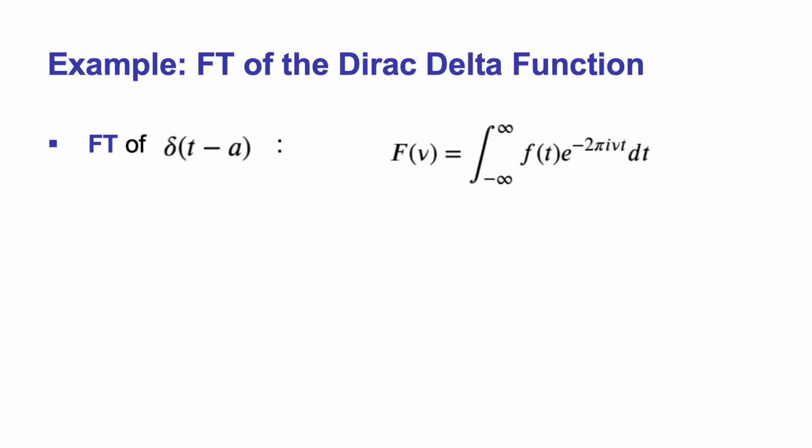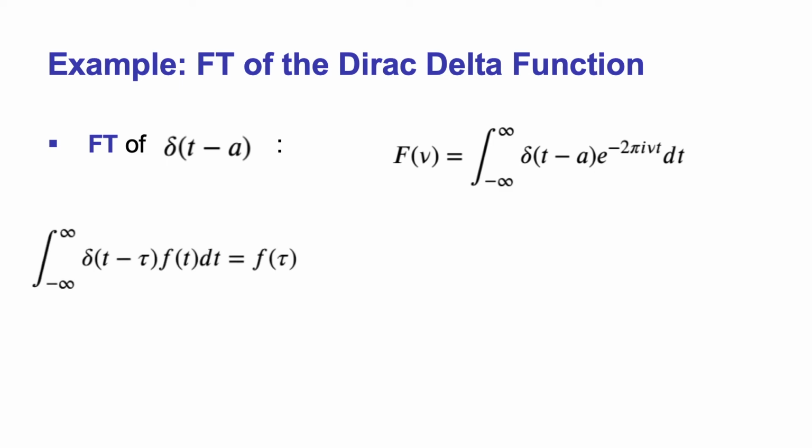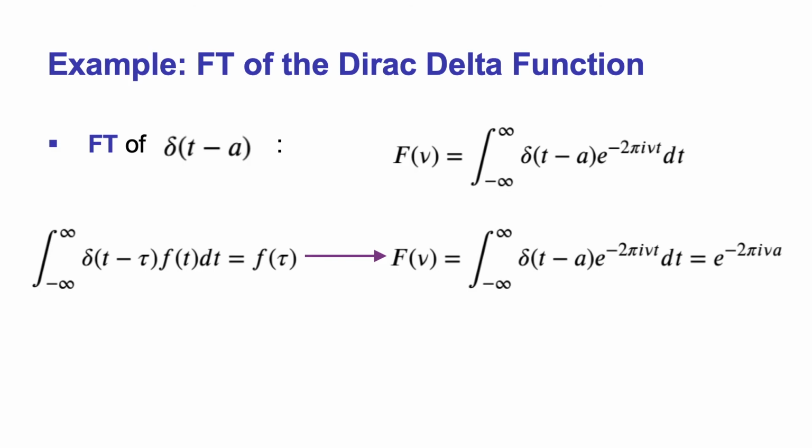Returning to our problem, we need to find the Fourier transform of the Dirac delta located at the time a. To the right, we have the definition of the Fourier transform in terms of any function f of t. Replacing this f of t by the delta function, we obtain this expression. And recalling the defining property of the delta as an operator, we find that this integral should return the value of the exponential function evaluated at time a. Therefore, the Fourier transform of the Dirac delta is a complex exponential.